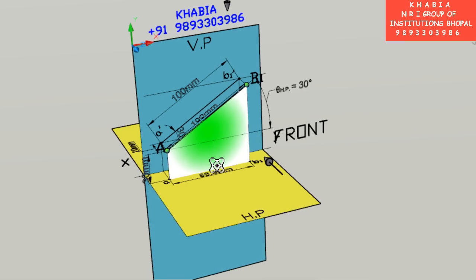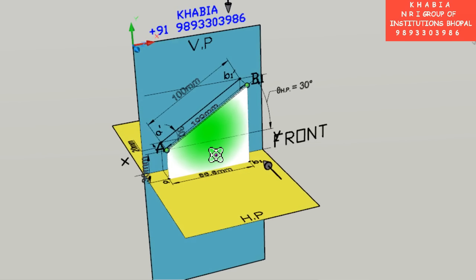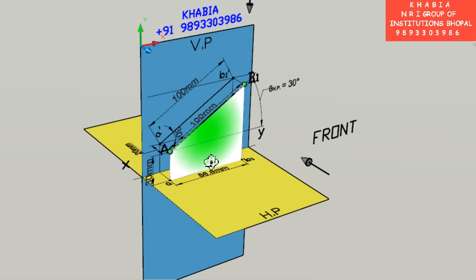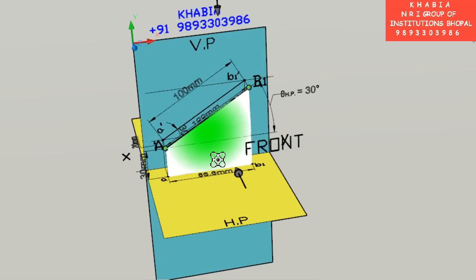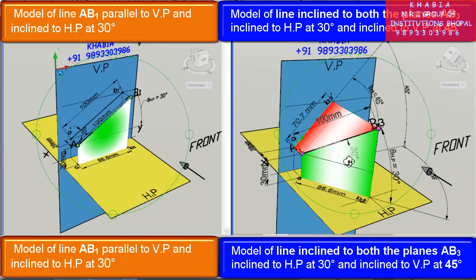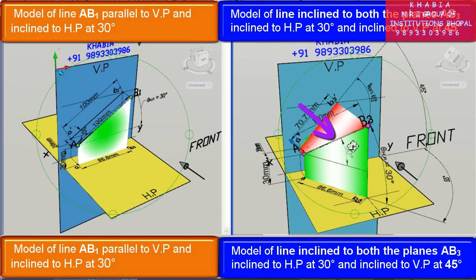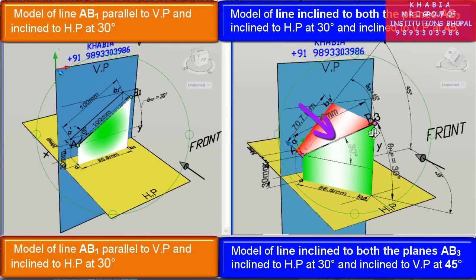Let me bring the model of line inclined to both the planes and compare the two models and make the conclusions more clear. This is the model of the line inclined to both the planes, capital A, capital B3.